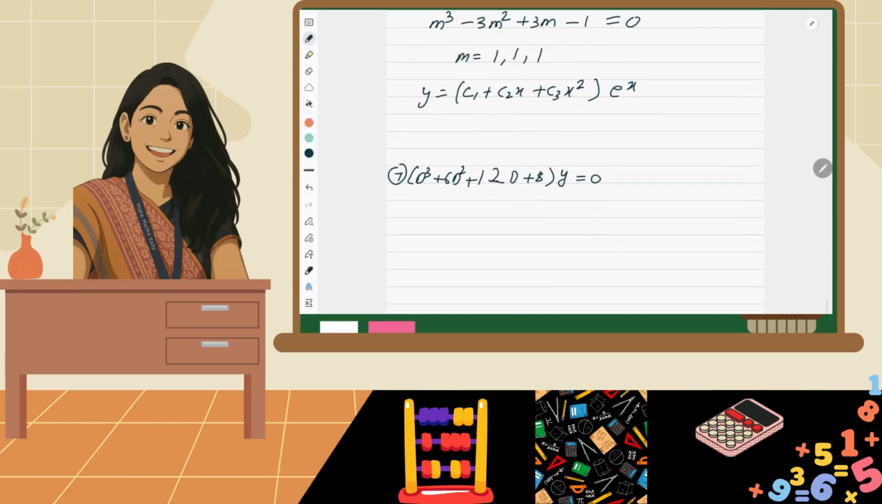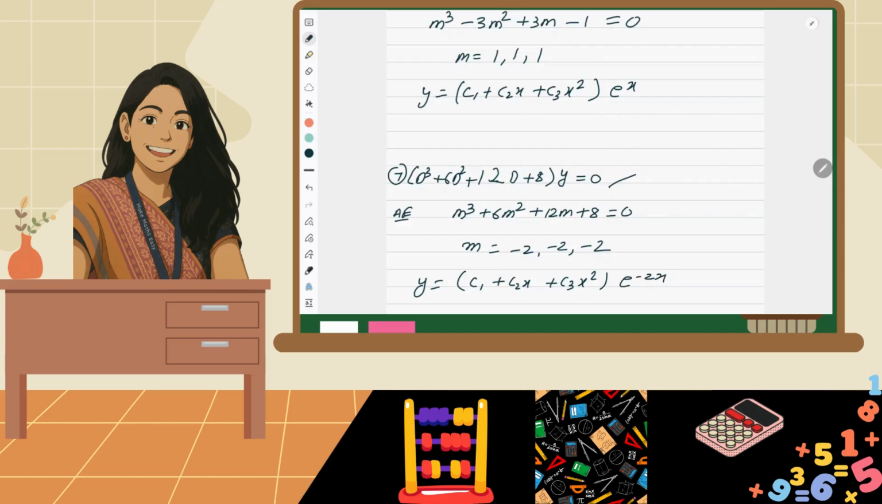Now here again it is a cubic equation. What is my auxiliary equation here? m cube plus 6m square plus 12m plus 8 is equal to 0. Now if you solve this, it is m is equal to minus 2 and minus 2. So my answer is, I will suggest all of you, don't just copy this or just listen. The moment I show you the question, you should pause the video, solve it, then again play the video and check your answer. Right? Then only you will learn the concept. So C1 plus C2x plus C3x square e to the power minus 2x.